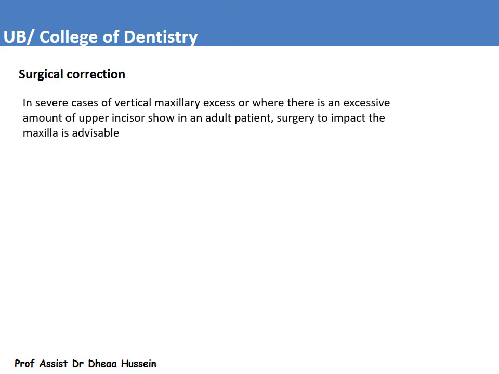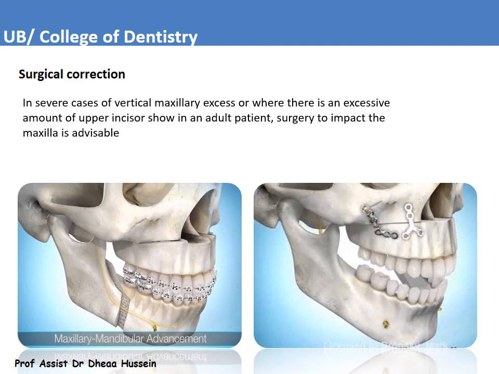The final line of treatment would be surgical correction, and that happens when the case is so severe that camouflage treatment wouldn't solve the problem or may cause complications by moving the roots outside of the supporting tissue. Here, for example, the treatment would be some sort of bilateral sagittal split for the lower jaw and a Le Fort for the upper jaw, sometimes only operating on the upper jaw with intrusion in cases of deep bite or excessive maxillary excess.